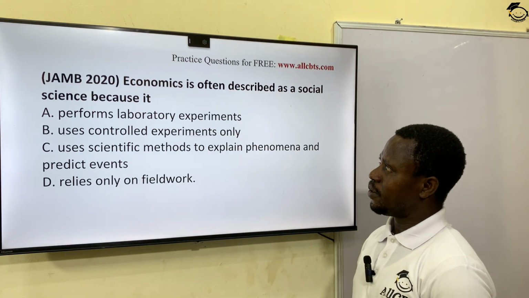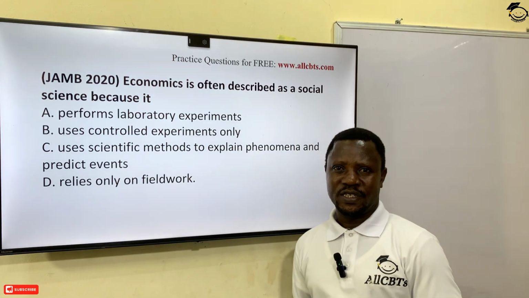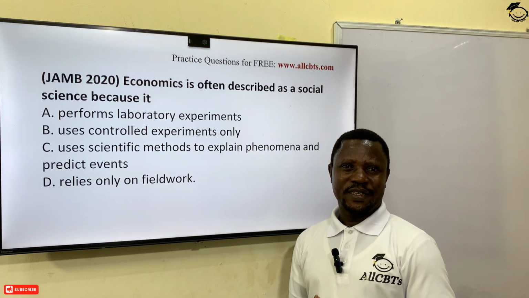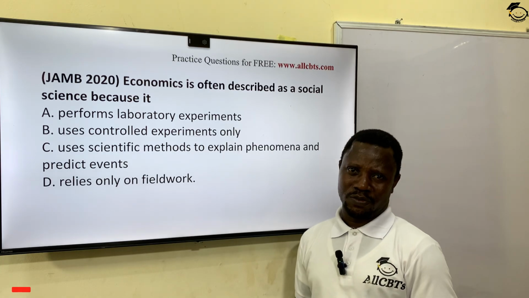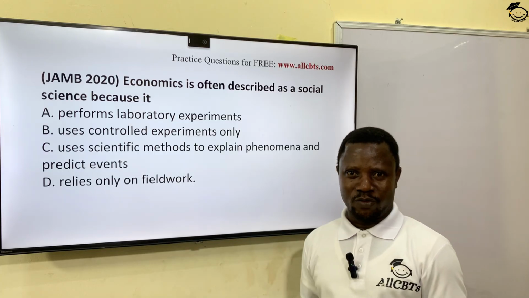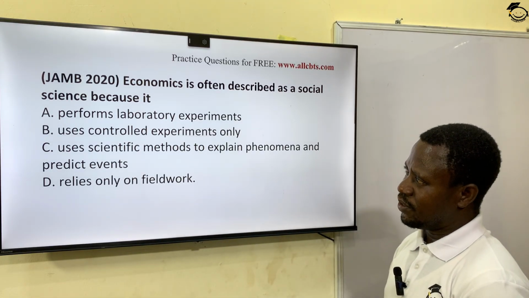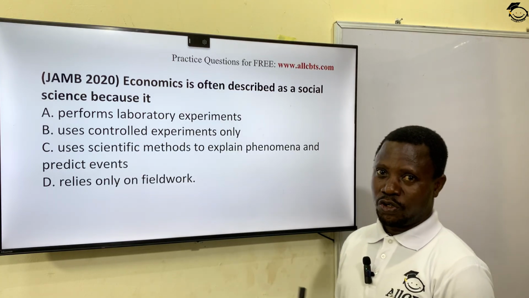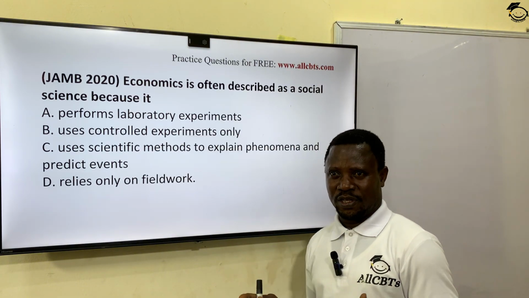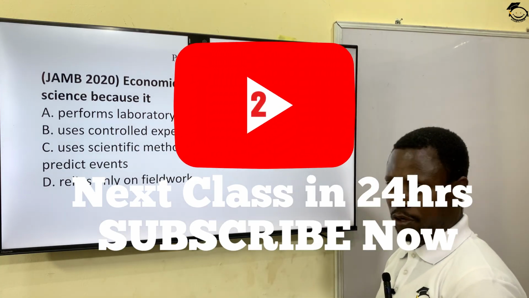Economics is often described as a social science because it... So why do we compare economics to science? Why is the language science introduced to economics? A, it performs laboratory experiments. We never do that. We are not like the pure sciences, chemistry, physics, and biology. B, it uses controlled experiment only. We don't. They are the ones in science laboratories that develop theories and hypotheses that are tested in the laboratory before they form laws. We don't do that.